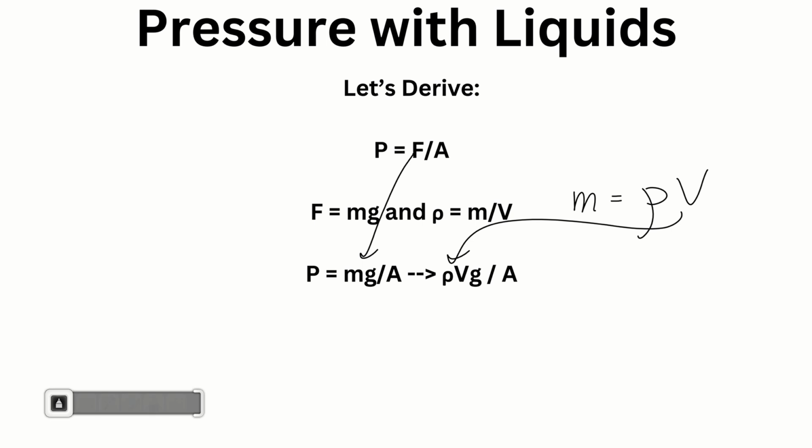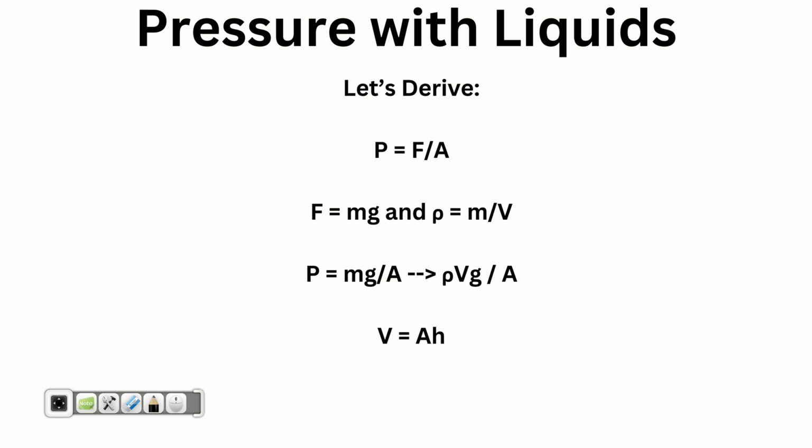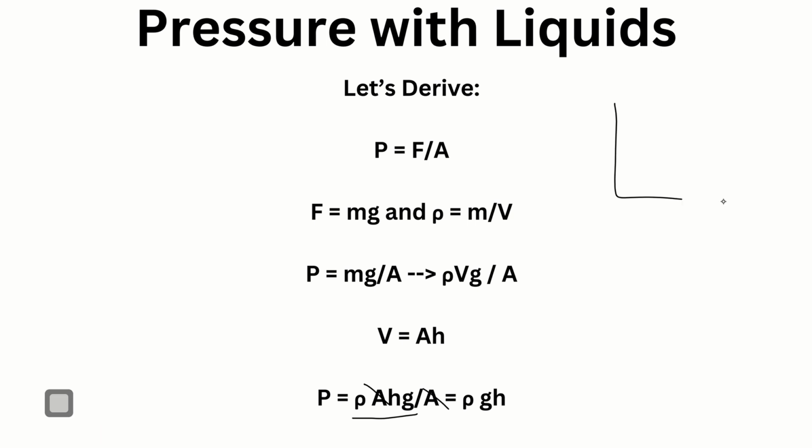But I'm going to simplify this even more, because volume is length times width times height, or area times height. Yes, you could technically say length times height is the area times the width, but we're not going to get silly with it. We're going to say area is length times width, and then you add in the height. So I'm going to plug in AH for V. And what do I get? I get rho AHg over A. So what happens to the areas? They cancel out. And so the pressure that you feel in a liquid is equal to the density of that liquid times gravity times the height.